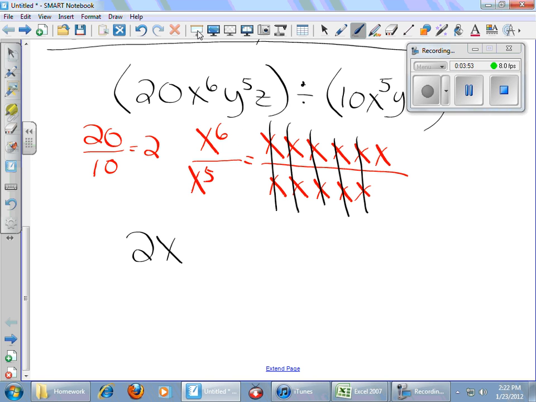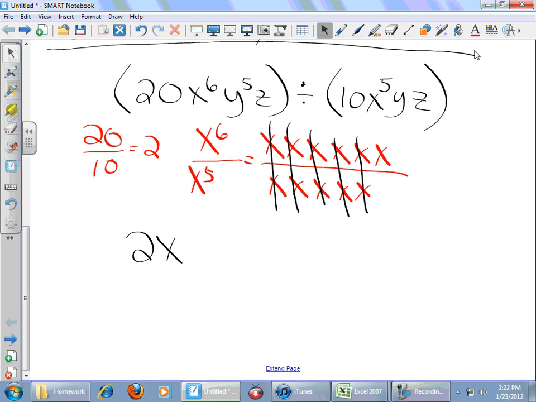Now, some of you are going, hey, Mr. Lawrence, all I had to do was take 6 minus 5, and I would get 1, and I know I have x to the 1st, and you'd be correct. So let's do it the shortcut way with the y's. I've got y to the 5th here, and I have a y to the 1st over here.